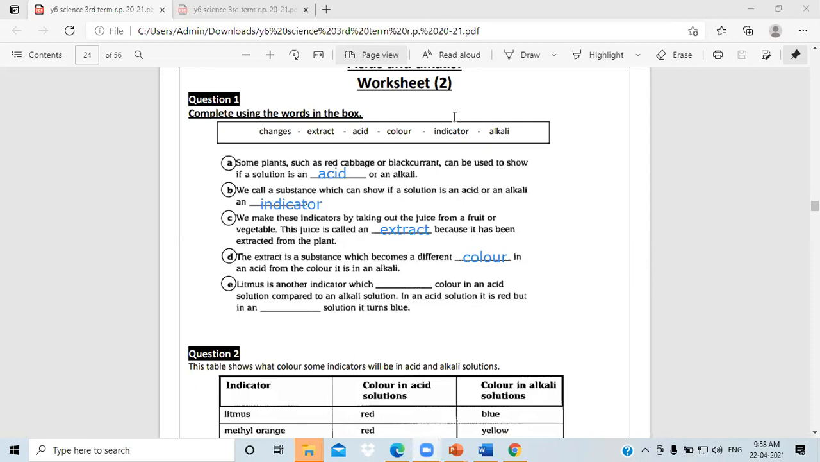Yes, Hannah. It changes color. In an acid solution, it is red, but in an alkali solution, it turns blue.